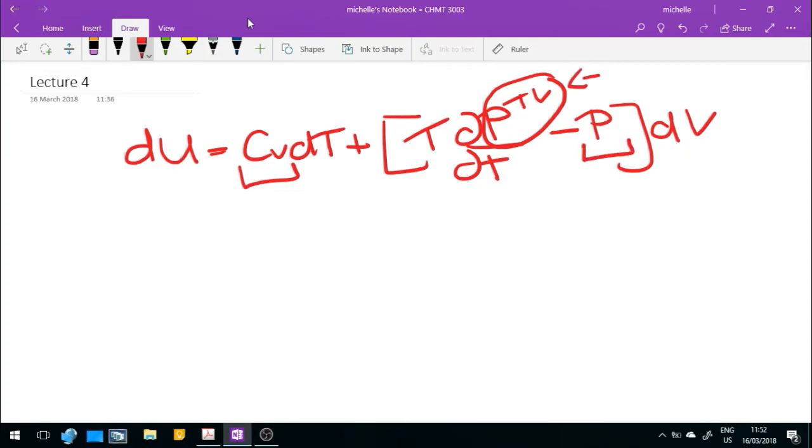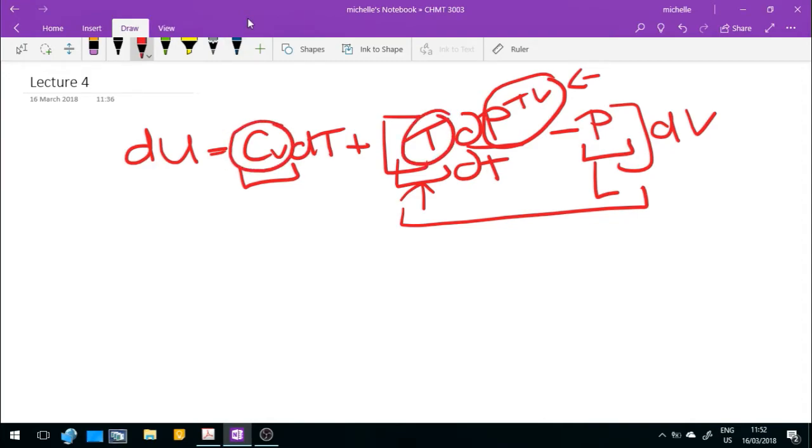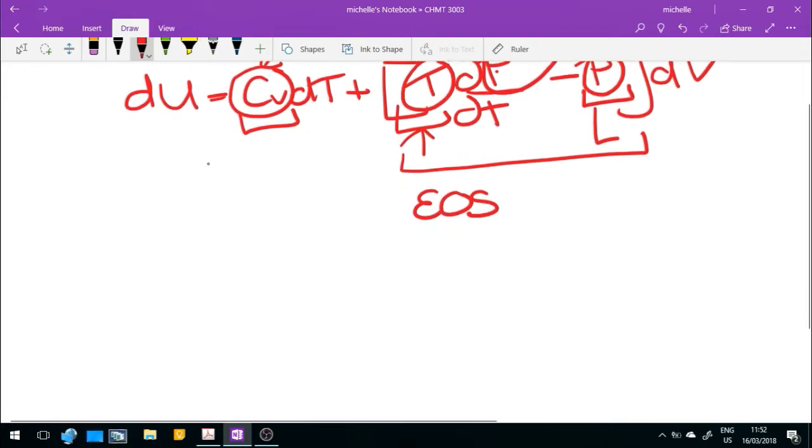And if you have an expression for pressure and an expression for temperature, then you can substitute it into these placeholders. So this is a placeholder, this is a placeholder, this is a placeholder, and this is a placeholder. All you need is an expression describing Cv, an expression describing P, an expression describing T. And those are essentially your equations of state, and one of them is your ideal gas, where PV equals nRT.